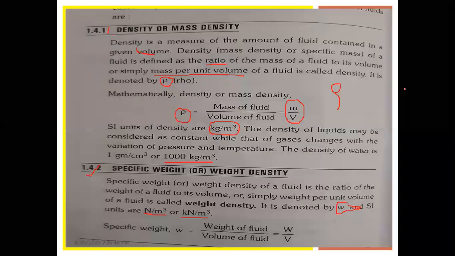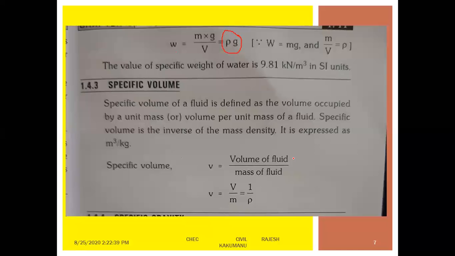In density, it was mass of the fluid by volume of the fluid. Here it is reversed: volume of the fluid by mass of the fluid. Before, it was m by v; here we take v by m. So small v is equal to volume of the fluid by mass of the fluid. How can we denote this? Small v is equal to capital V by small m, that is equal to 1 by rho. When we reverse density, we say 1 by rho. That is the specific volume.